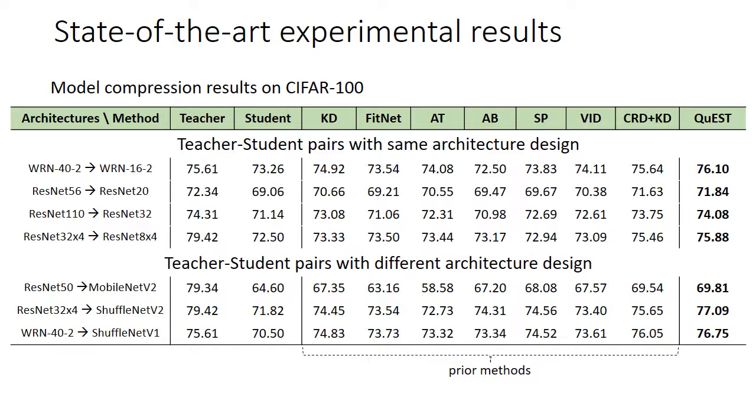We also test our method for model compression on CIFAR 100 dataset with several network architectures. The table is divided into two parts. In the first part, the teacher and the student have the same network architecture design, while in the second part, they are different. The proposed method QuEST achieves better accuracy than the other distillation methods, and in some cases, it even outperforms the teacher.